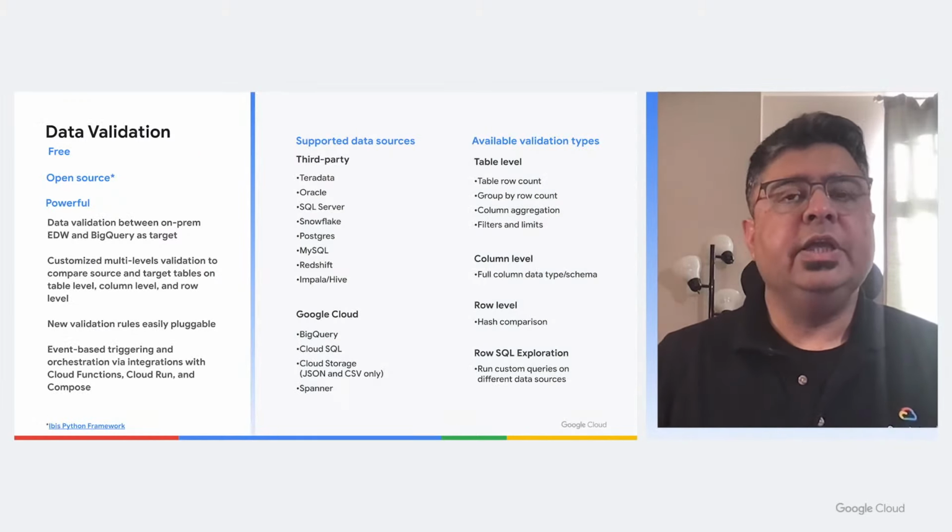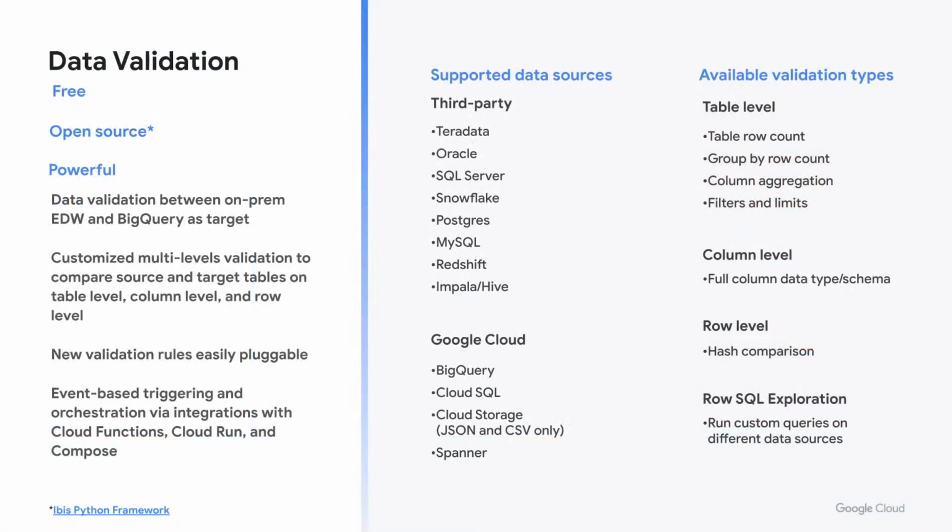The last piece in our journey is the data validation service, which again is free, open source, and is fairly powerful. We decided to open source this service because we want our customers to feel confident when they run a piece of code on their premises. They have complete visibility. This is the exact opposite of a black box offering. You can completely see what's happening, and this open source framework is actually based on the Ibis Python framework. So the data validation service performs validation between your on-prem data warehouses and BigQuery as a target.